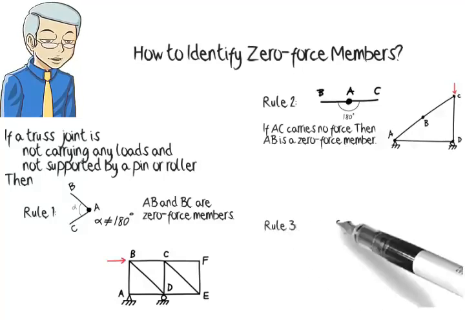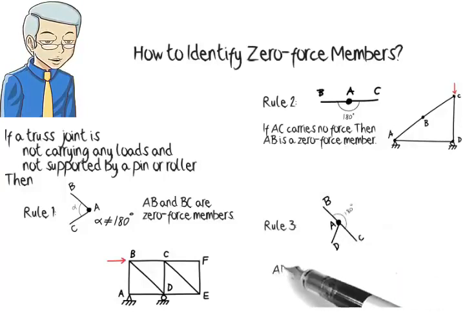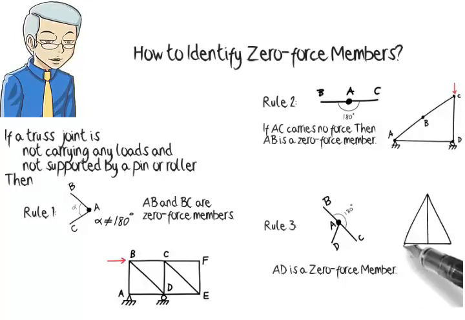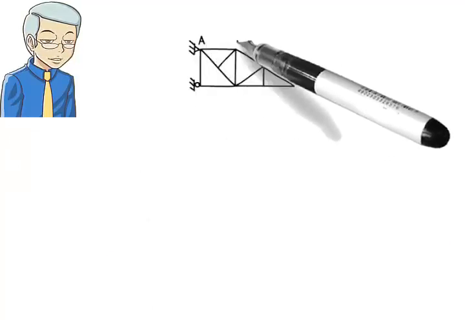Rule 3. If a joint connects 3 members only and 2 of the members are collinear, then the third one is a zero force member. Here, joint D connects 3 members. 2 of the members are collinear, therefore CD is a zero force member. Let's look at a few examples.